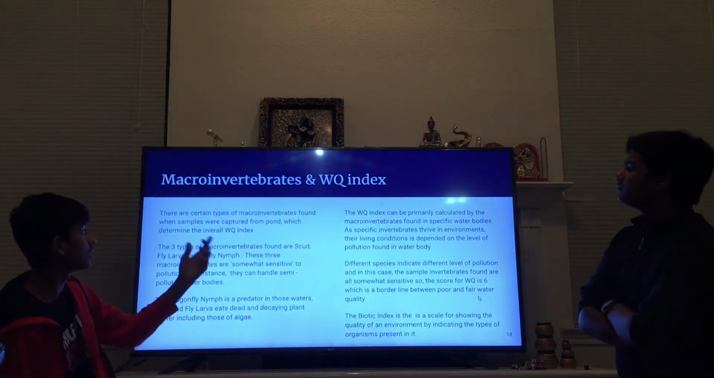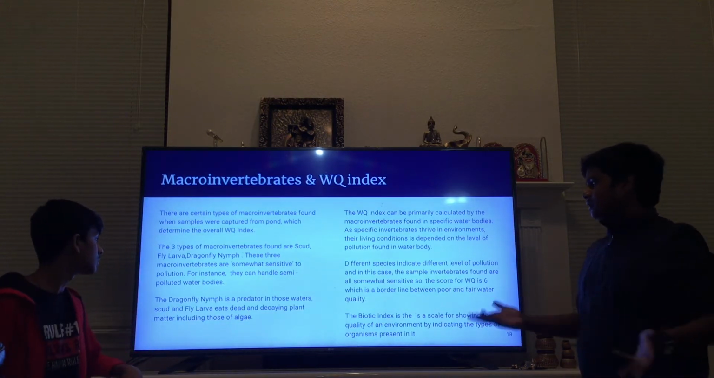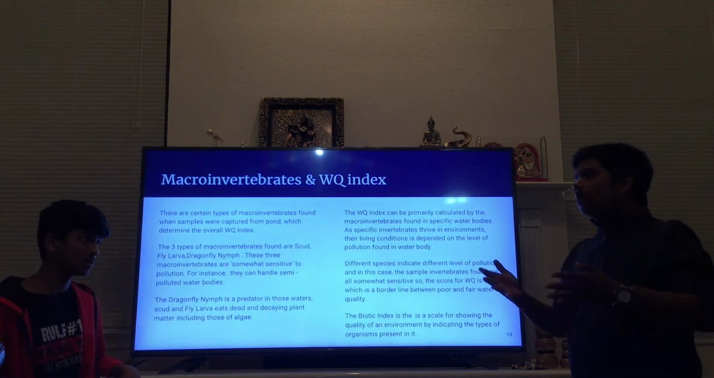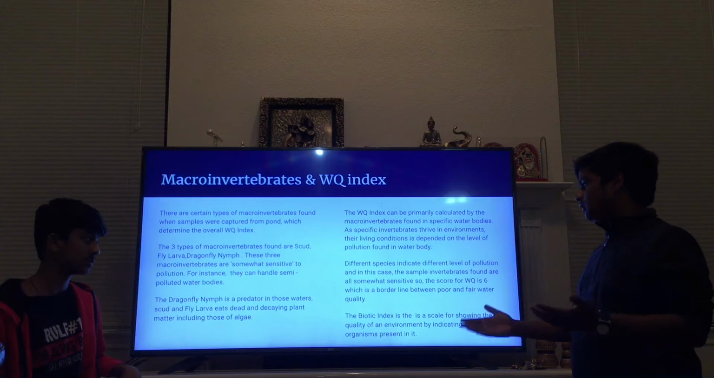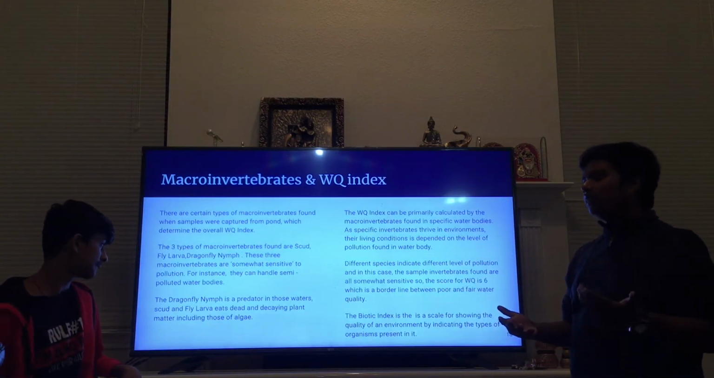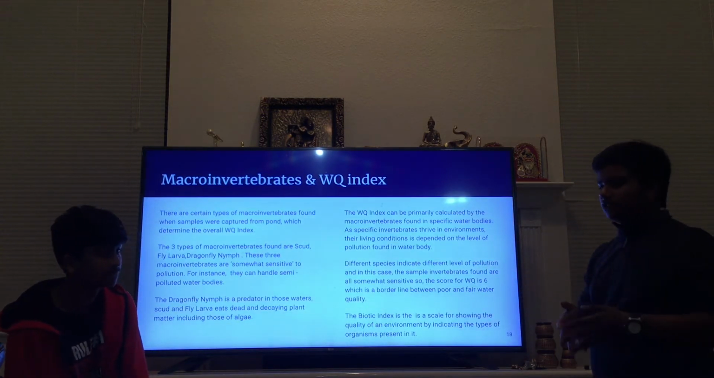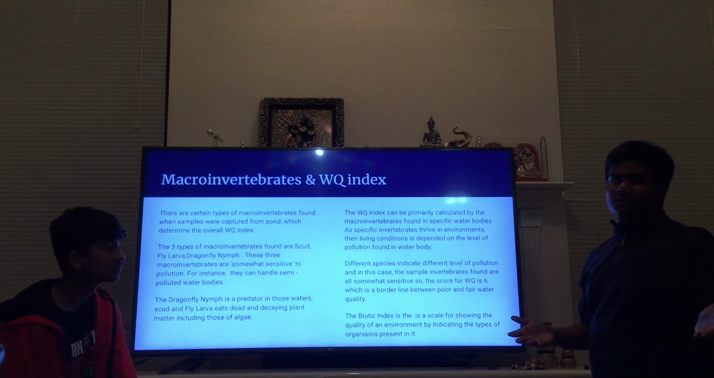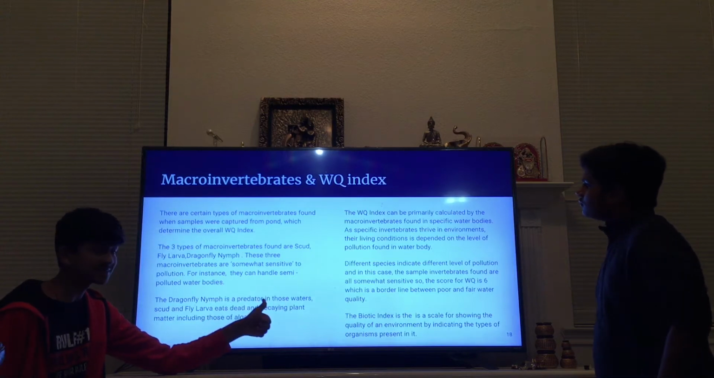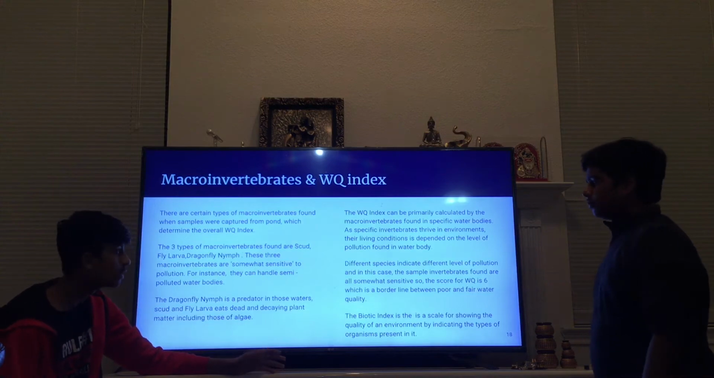Here are the macroinvertebrates and the water quality index. The 3 types of macroinvertebrates found are scud, fly larvae, and dragonfly nymph. These 3 macroinvertebrates are somewhat sensitive, which means that they live in a polluted system, but not in an extreme case. The pollution is moderate. The dragonfly nymph is a predator in those waters, while scud and fly larvae feed on decaying matter. The water quality index can primarily be calculated by the macroinvertebrates found in the specific location, as the species which live in those conditions also indicate pollution in the water bodies. We found a water quality index of 6, and a biotic index is a scale for showing the quality of an environment by indicating the types of organisms present in it.